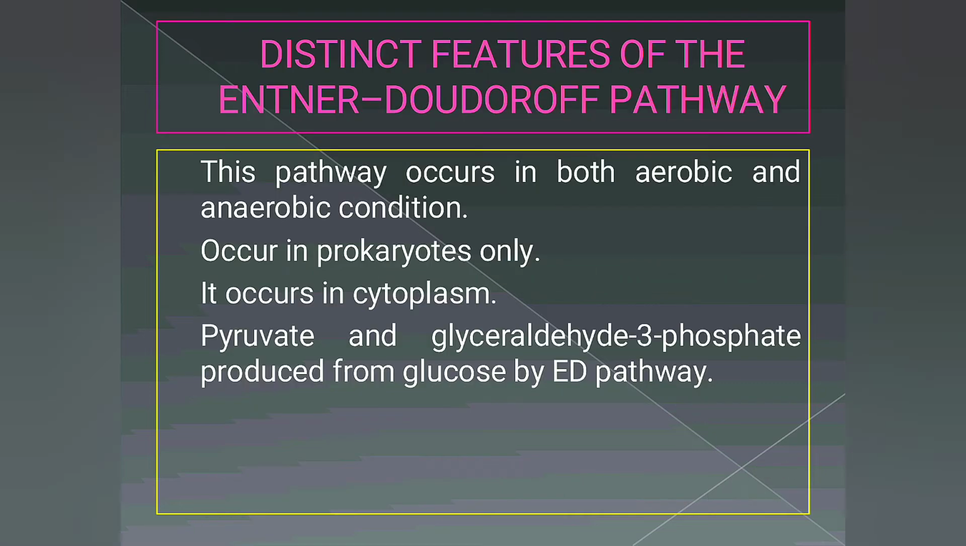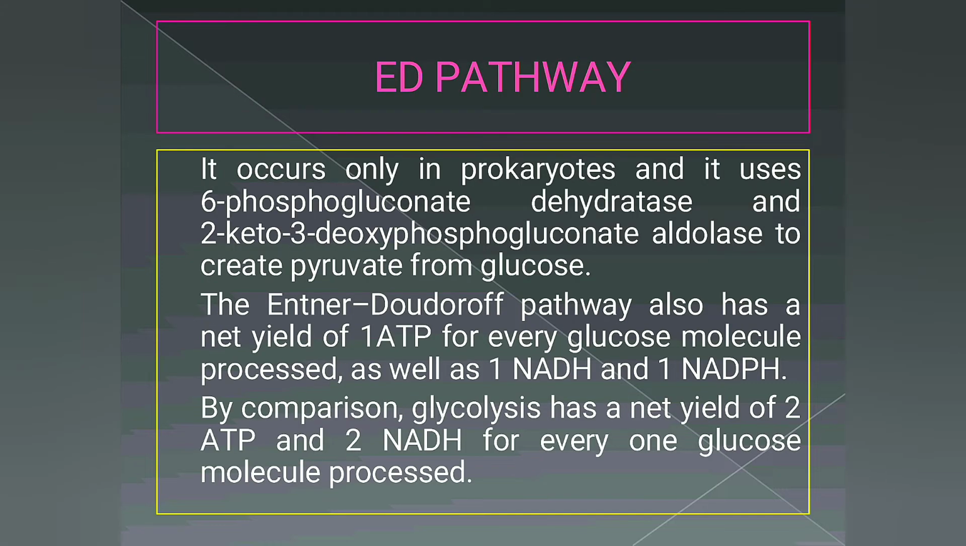Features of the ED pathway. The pathway occurs in both aerobic and anaerobic conditions. It occurs in prokaryotes only. It occurs in the cytoplasm, and pyruvate and glycerate 3-phosphate are produced from glucose by the ED pathway. It uses 6-phosphogluconate dehydratase and 2-keto-3-deoxyphosphogluconate aldolase to create pyruvate from glucose.